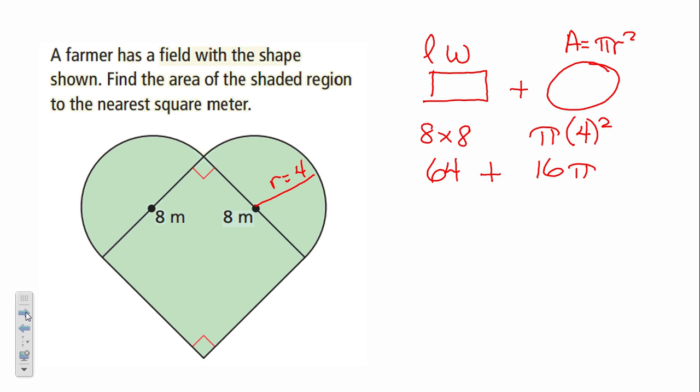But if they want you to multiply it out, when we take 64 plus 16 pi, we get 114.27. What's our unit? Meters squared. Okay? Are we good?